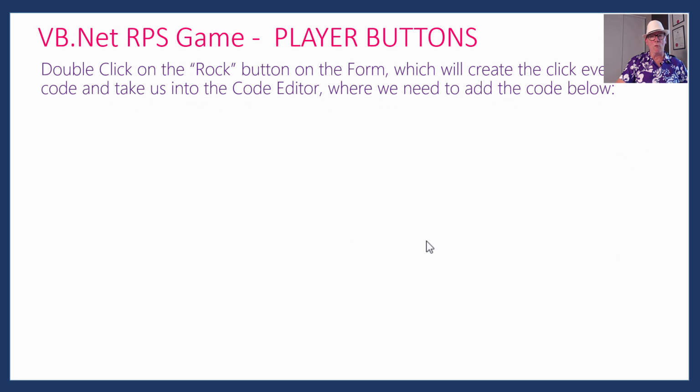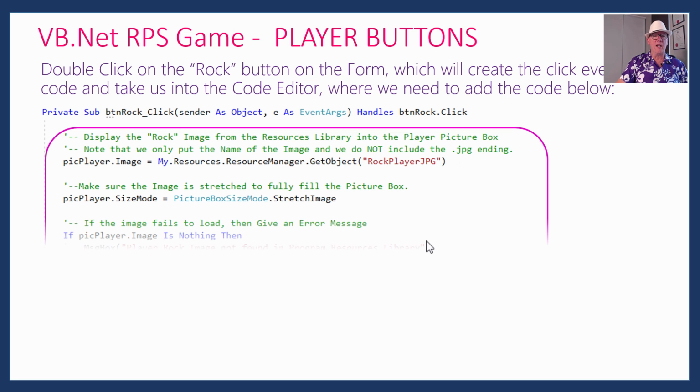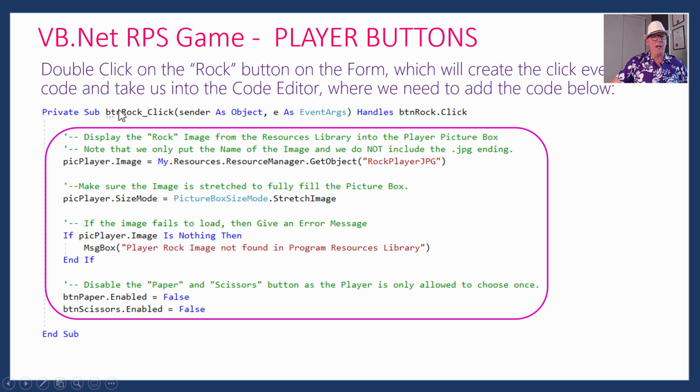So double click on that rock button on the form, and that'll take this click event. That'll make this bit for you. Private sub, when the rock button's clicked, and the end sub. All right, so it makes the start and the end, and you've just got to put all the stuff in between, and this is what you type in. You type in pickplayer.image is go to the resource manager and get the one that's called rock player JPEG. That's the picture of the rock that's got a blue frame around it for the player. And you put that in.